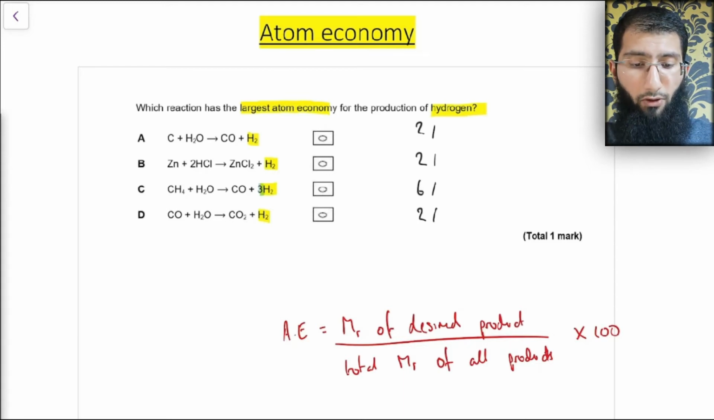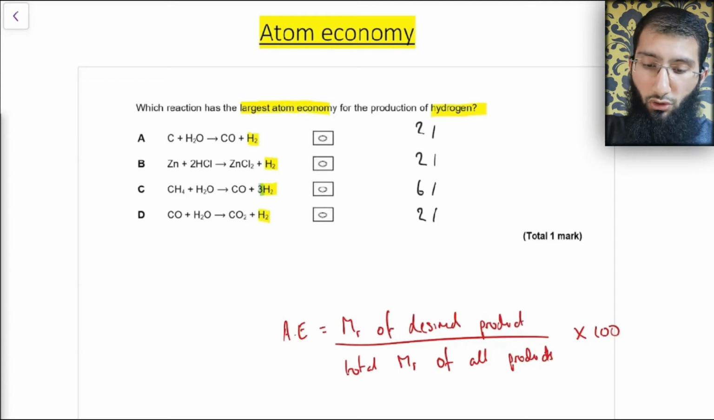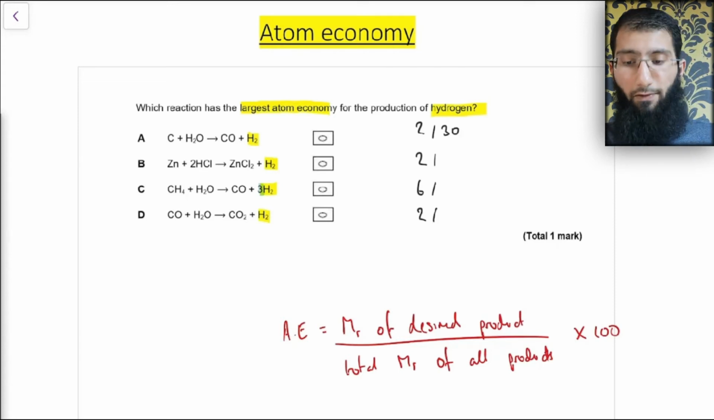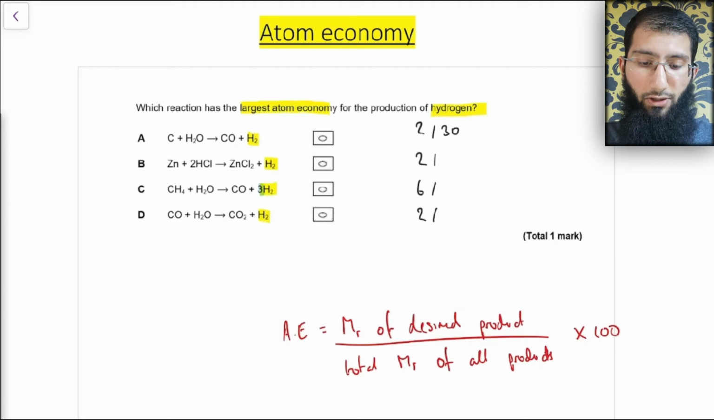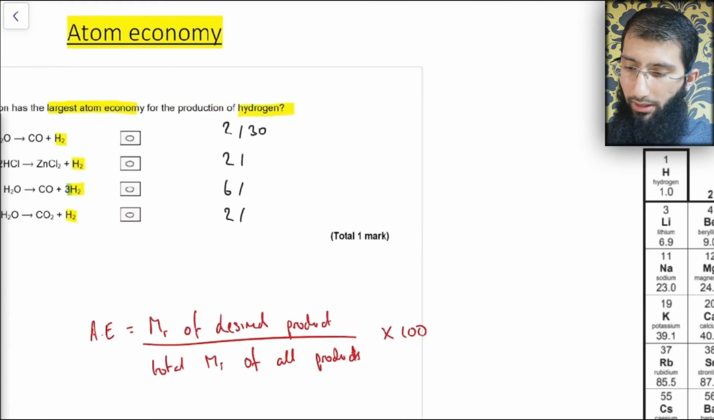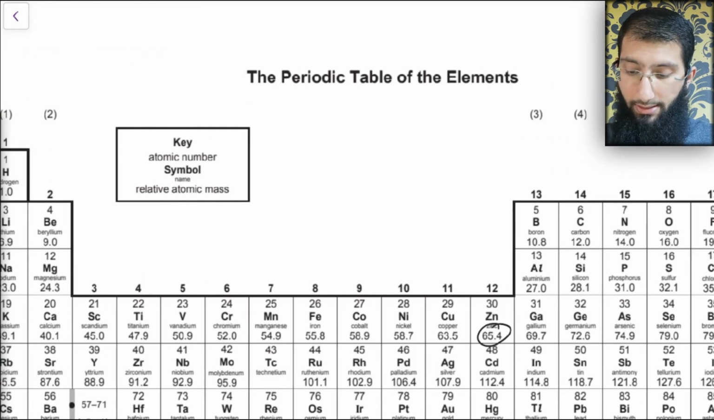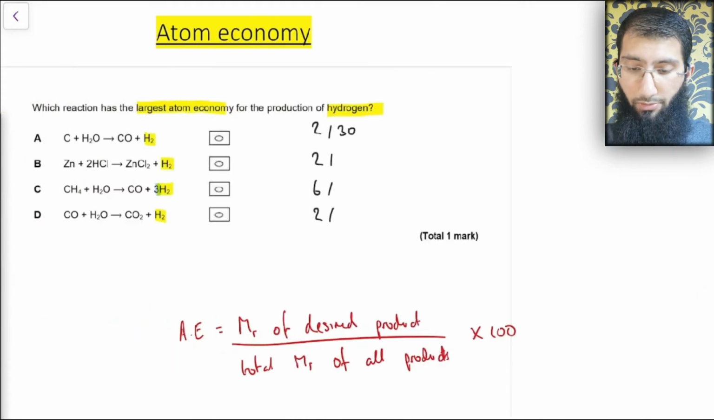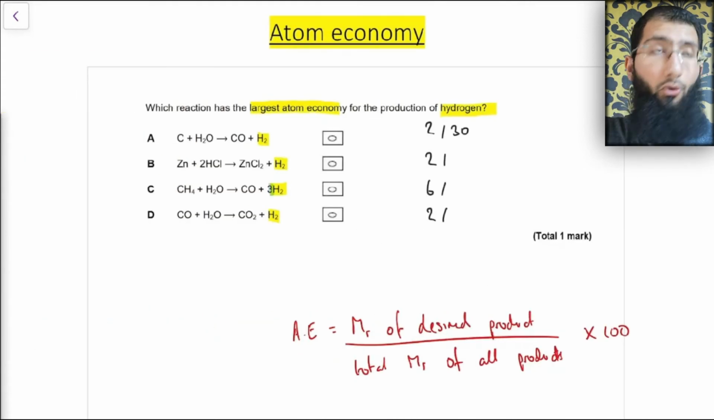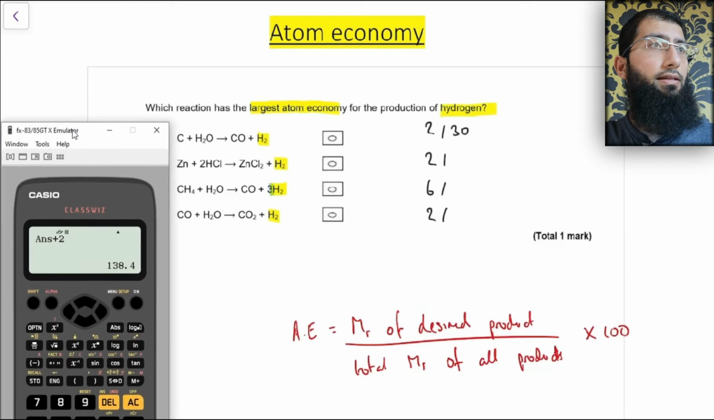So the total MR: carbon has an MR of 12, oxygen has an MR of 16, so that's 28 for carbon monoxide, plus 2, so that gives us 30 for the first fraction, 2 over 30. Second fraction, we've got zinc chloride plus hydrogen. Now, chlorine is 35.5, multiplied by that 2, that gives us 71. So zinc, I can't quite recall what the MR of zinc is, it's 65.4, according to the periodic table. So we've got 65.4 plus 71.